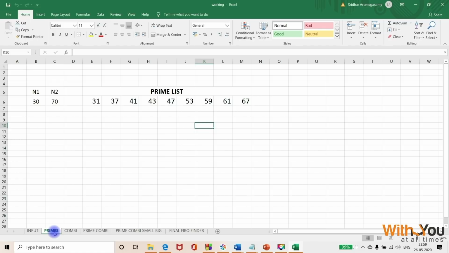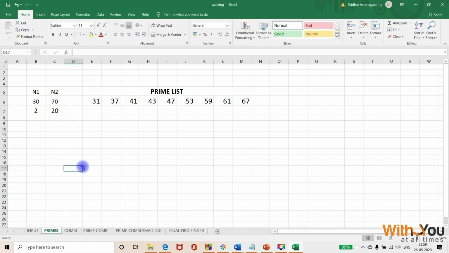You may be wondering, come on, how can I manually do it? Take a smaller range. Make N1 as 2 and make N2 as, say, 20. I think that is sensible.